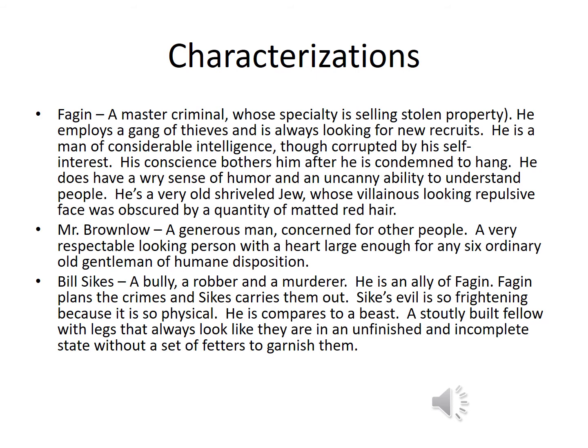Alright. Now apart from that we have Bill Sikes. He is a bully, a robber and a murderer. He is an ally of Fagin. Fagin plans the crimes and Sikes carries them out. Sikes's evil is so frightening because it is so physical. He is compared to a beast, a slightly built fellow with legs that always look like they are in an unfinished and incomplete state, without a set of features to garnish them.